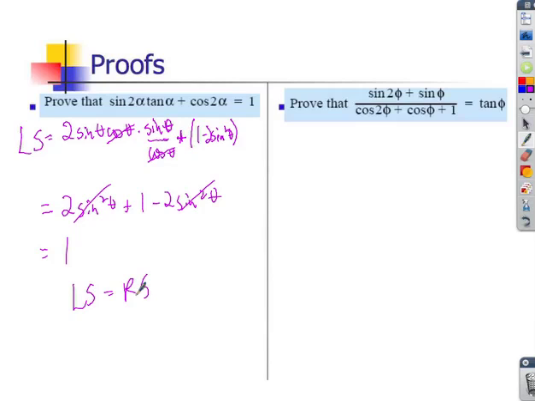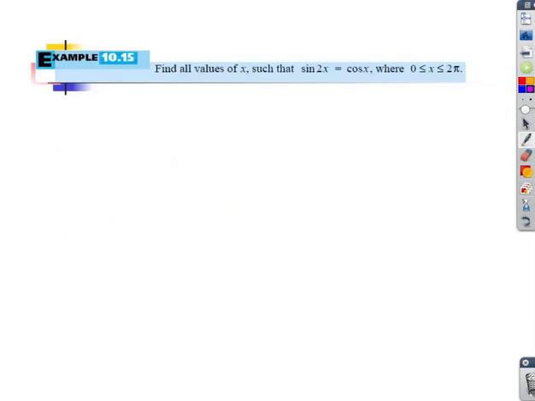All right. Okay, so we're running short on time. I'll let you do the other proof on your own. Just a couple of questions here at the end. This is ultimately what we're working towards. We're solving equations, all right?